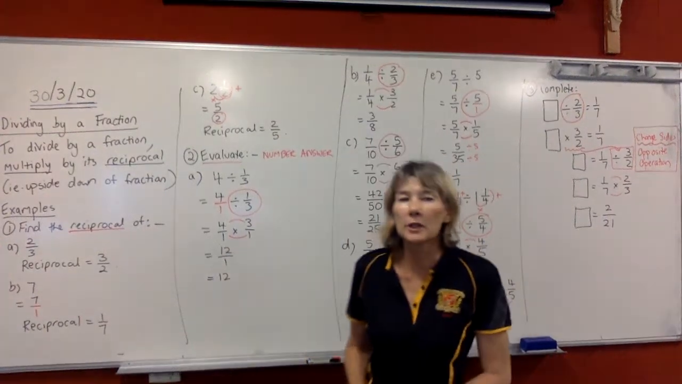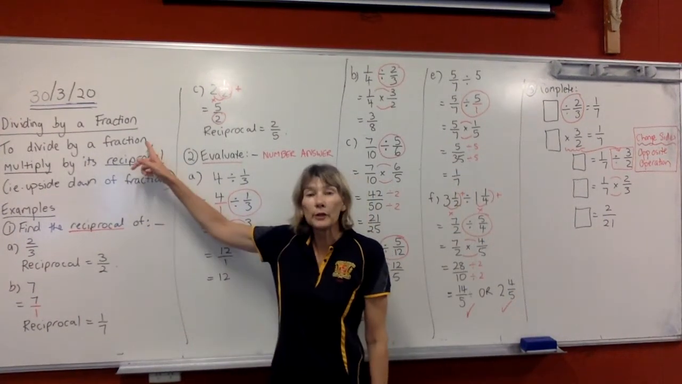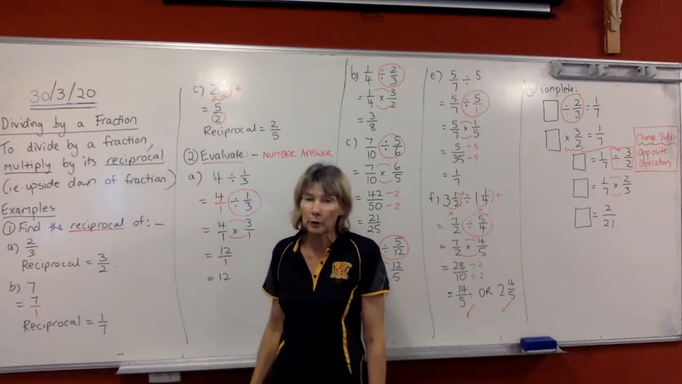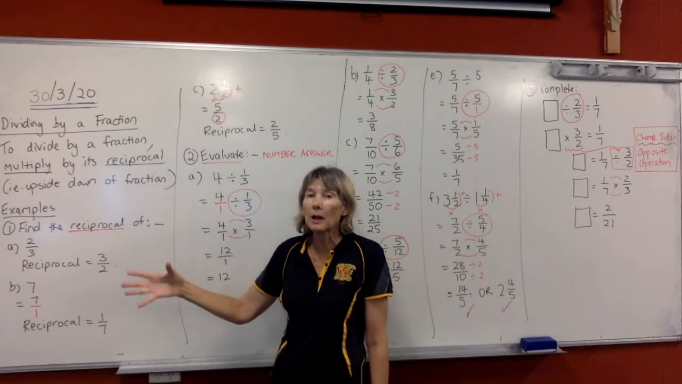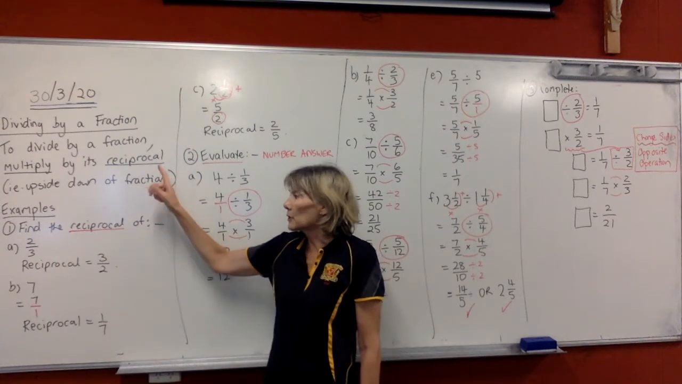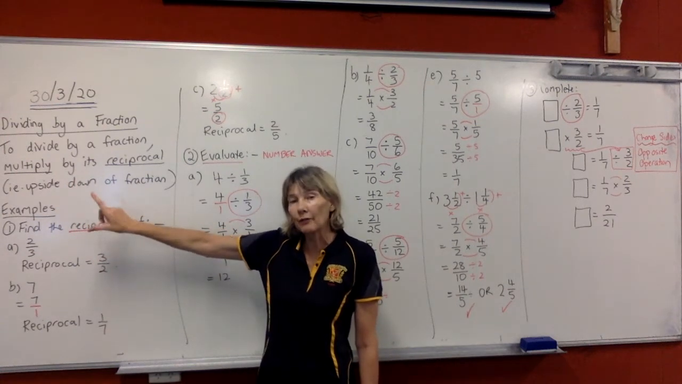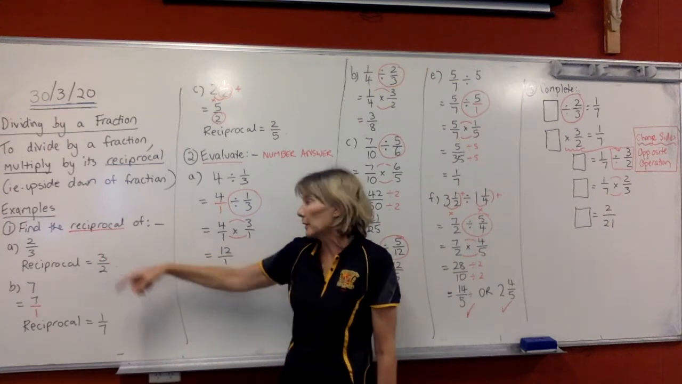Year 7. So today we're doing dividing by a fraction. When you divide by a fraction, you multiply by its reciprocal. The reciprocal is the fraction upside down. So just flip it. In these first examples, we're just looking at what a reciprocal is.